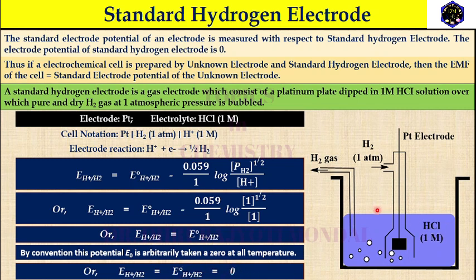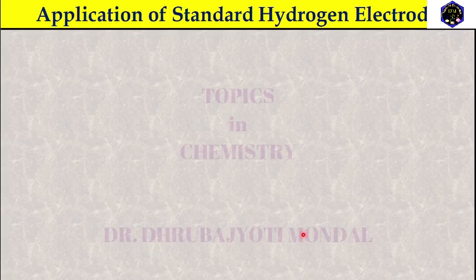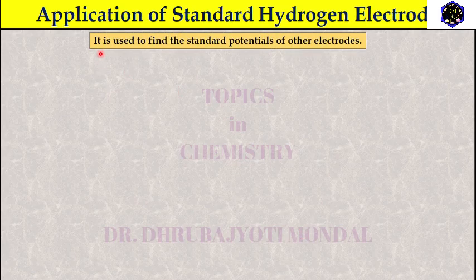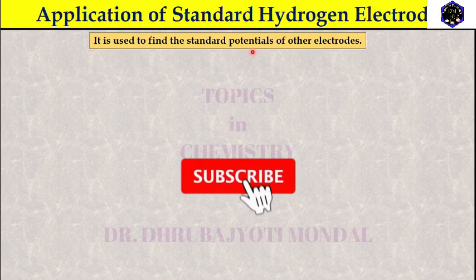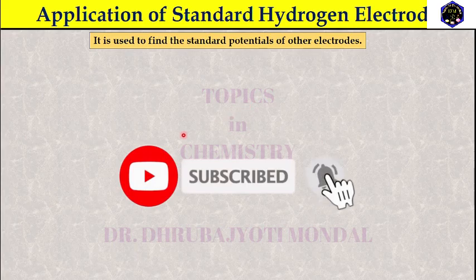Now remember, the E cell is equal to E0 of H plus/H2 when the pressure of the hydrogen gas is 1 atmosphere and when the concentration of H plus is 1 molar. Now you have to know what are the applications of the standard hydrogen electrode. It is used to find the standard potential of other electrodes, of any unknown electrodes.